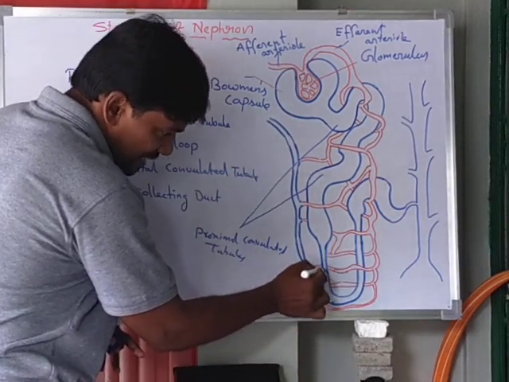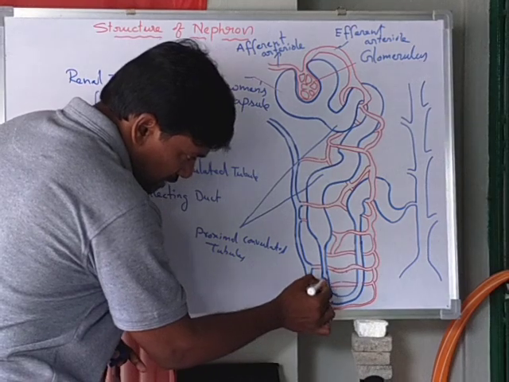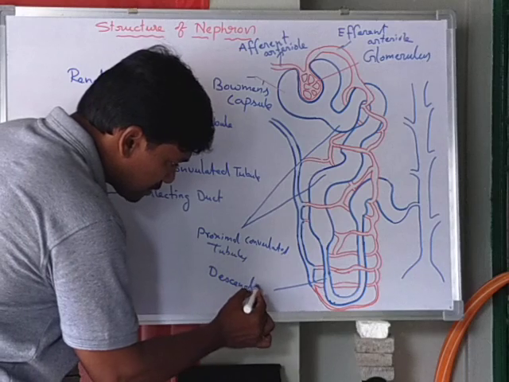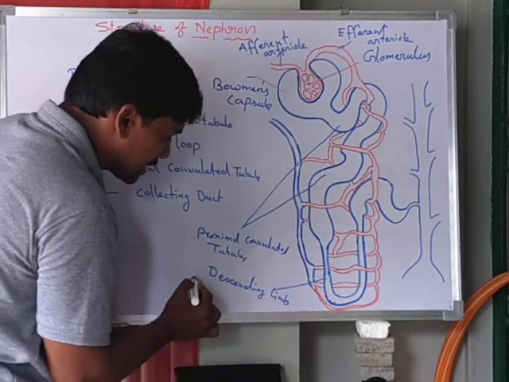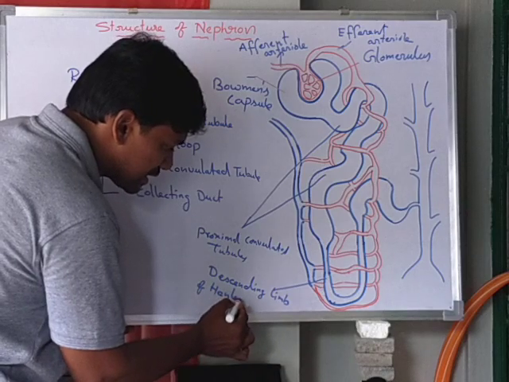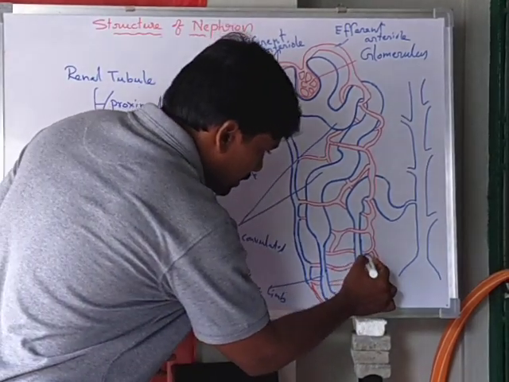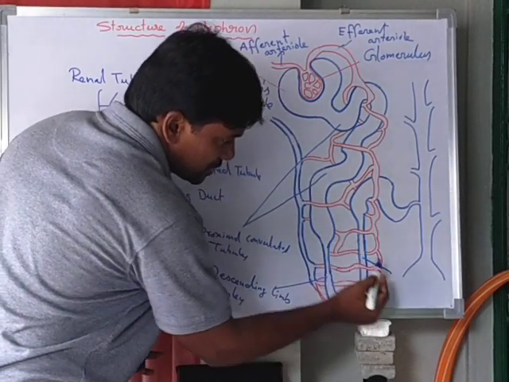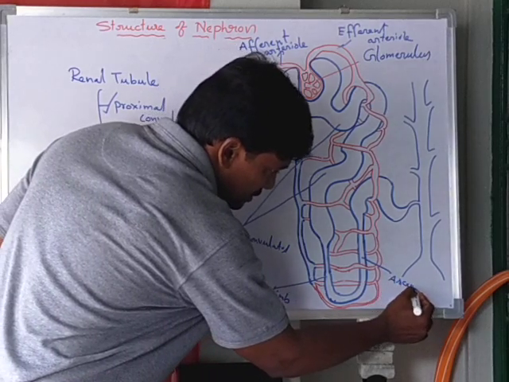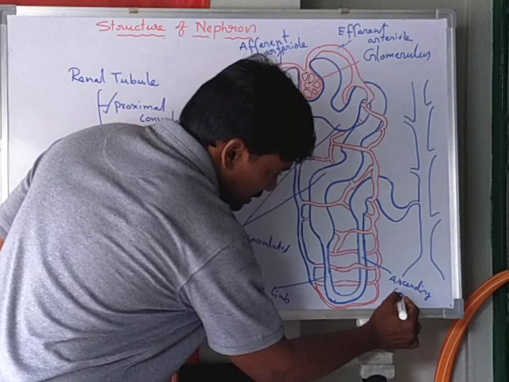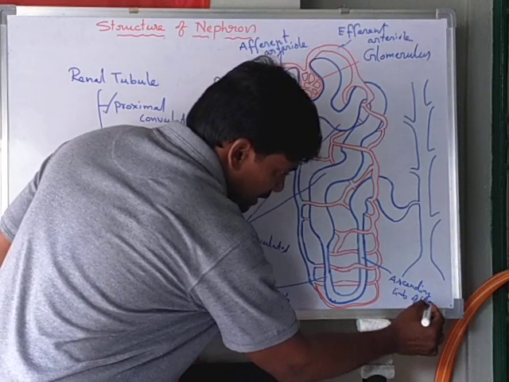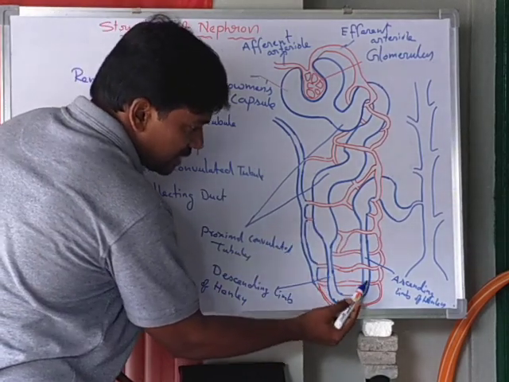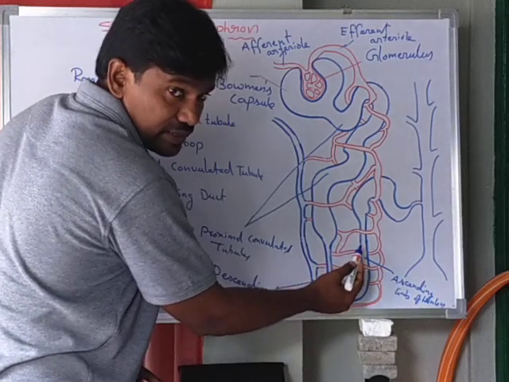One is the descending limb of Henle, and the other limb here is called the ascending limb of Henle. This one is the descending and this one is the ascending.